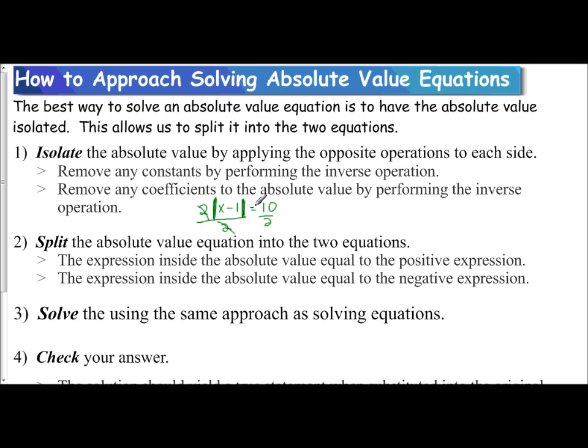Then once you get it isolated, that's when you're going to split it into the two equations. One where the expression inside the absolute value is equal to the positive expression or number on the right, and then the other where it's equal to the negative expression or number on the right.